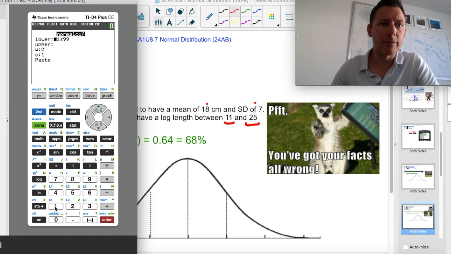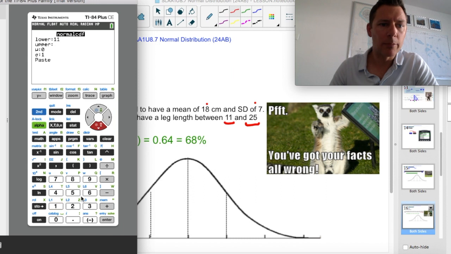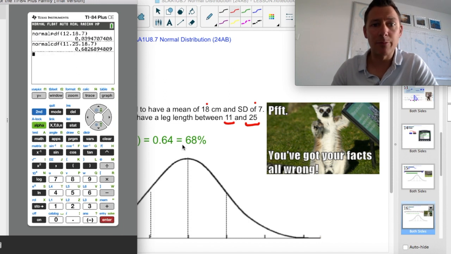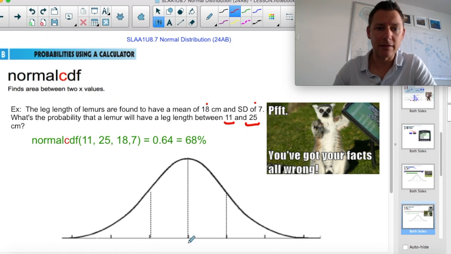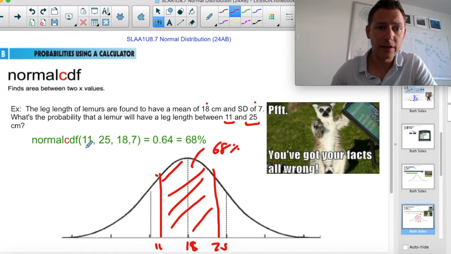Lower limit, I'll tell you about this, negative 1E99. Put 11, upper limit 25, mean and standard deviation that we know before, enter, paste, paste, boom. And so 68% chance of getting, let's see, this was 18, 11 would be down here, and 25 would be up here. So this probability that we just found, 11 to 25, is 68%. So we're putting in limits and getting out a percentage.